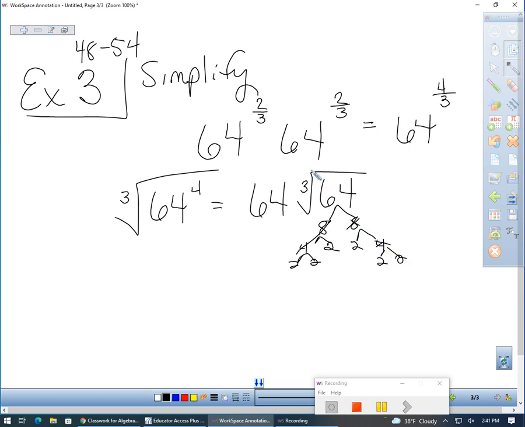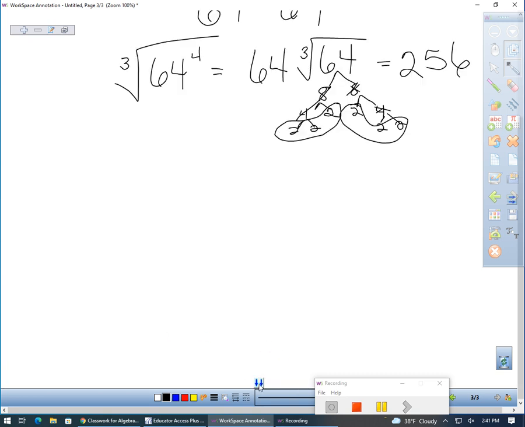So in this case, we need groups of 3. So we have 1 group of 3 2s, and we have 2 groups of 3 2s. So that actually means we have 4 that gets to come out, right? We're going to multiply with a 64. 4 times 64? 256. Is there anything left to put back inside that cube root? Nope. Easy? All right. I'm glad you think so.